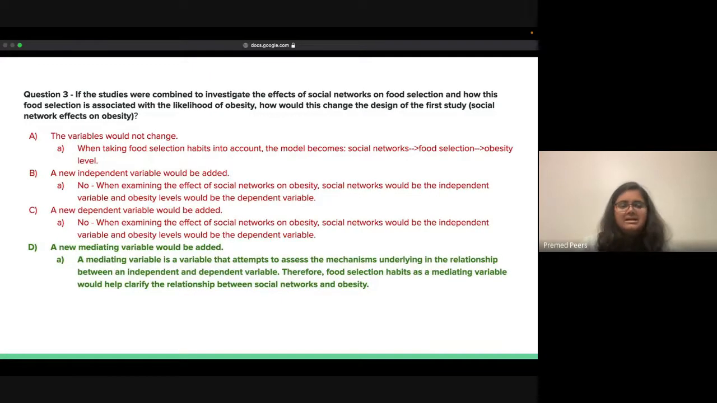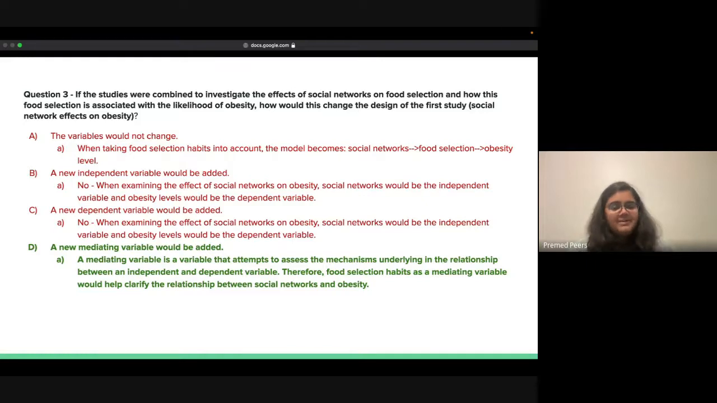So A is not correct because when we're taking food selection habits into account, the model becomes social networks, then food selection, and then obesity level. And so food selection is still something that's important to consider. So there would be a change.